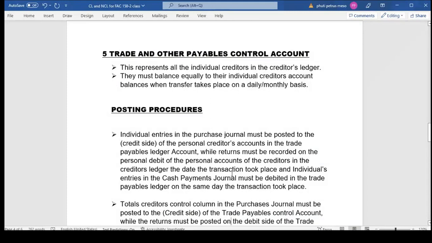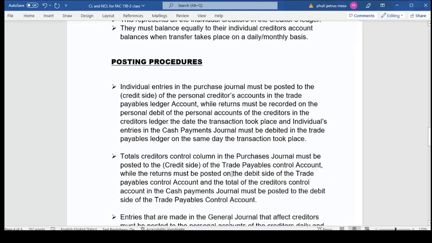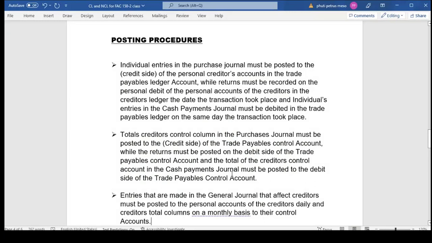Right, let's look at what the trade and other payables control account entails. It represents all the individual creditors in the creditors ledger, and they must balance equally to their individual creditors' account balances when transfers take place on a daily or monthly basis. It's basically when the transfer takes place on a timely basis. Let's look at the posting procedures. The individual entries in the purchases journal must be posted to the credit side of the personal creditors account in the trade payables ledger account.